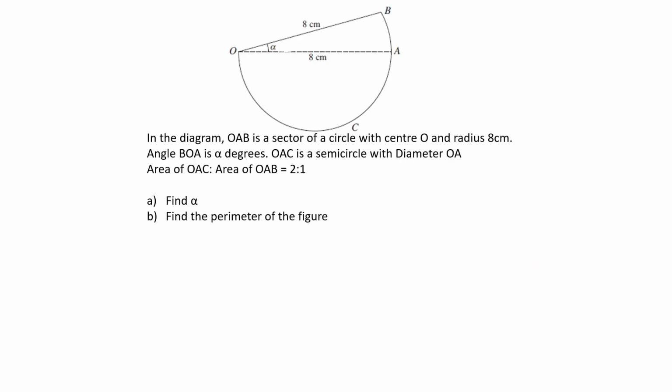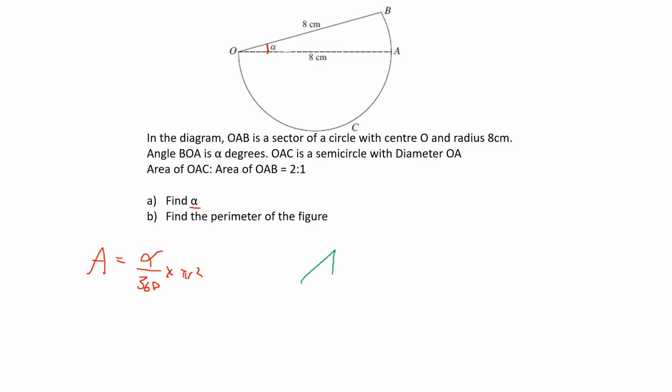This one we have a sector OAB, and we also have a semicircle OAC. We're told the angle here is alpha, and we're also told that the area of the sector is half of the area of the semicircle. So how are we going to find out what alpha is? Well, we know that the area is equal to alpha over 360 times pi r squared. But what is the area going to be? Well, we know that the area is going to be half of this. So let's work out what this area is.